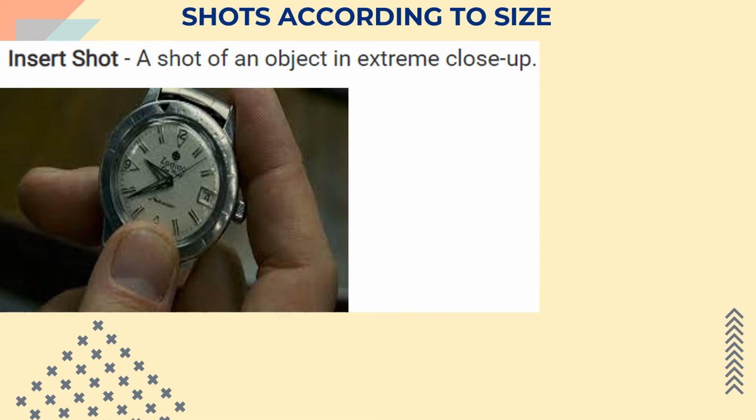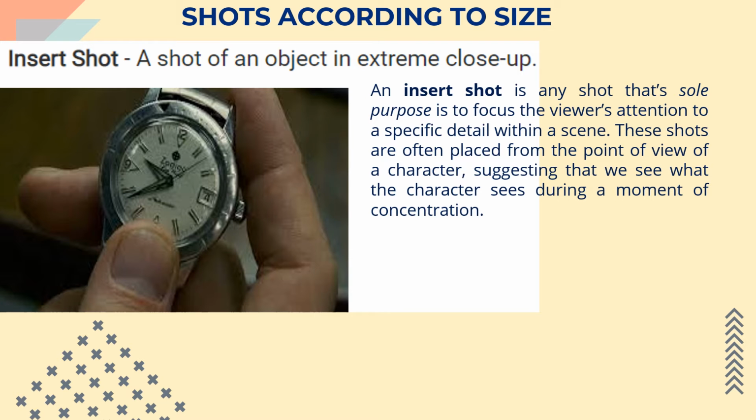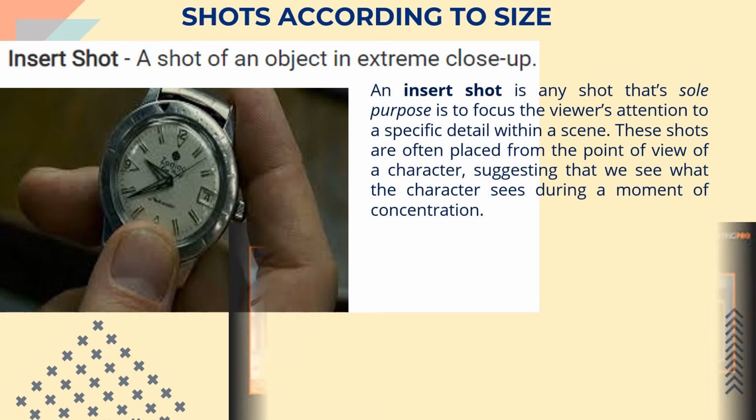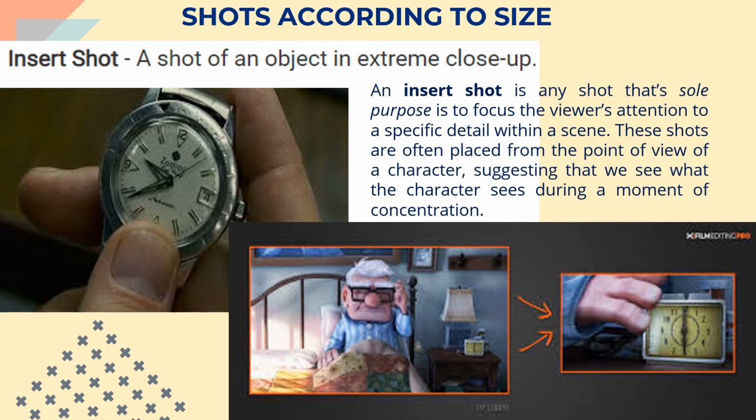Next is the insert shot. It is a shot of an object in extreme close-up. An insert shot is any shot whose sole purpose is to focus the viewer's attention on a specific detail within a scene, and these shots are often placed from the point of view of the character, suggesting that we see what the character sees during a moment of concentration. Sight, for example, is from the movie Up.